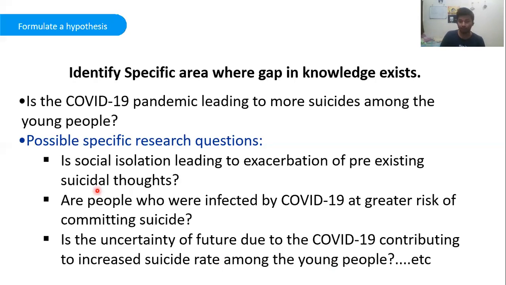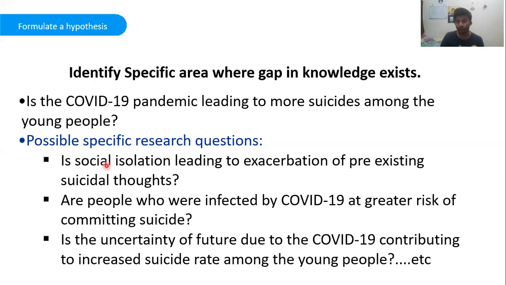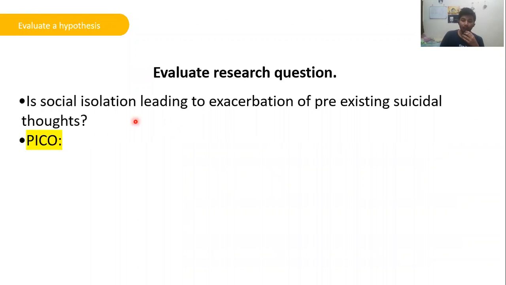So let's say I choose to go with the first one. Is social isolation leading to exacerbation of suicidal thought? So once we choose a final narrowed down area after applying the final criteria, because this one, if I choose to do this, is social isolation leading to exacerbation of pre-existing suicidal thoughts? It fits, it is feasible, it's interesting, it's novel, it's ethical, and it's relevant. So once I have this, I have to further evaluate it to make it very specific.